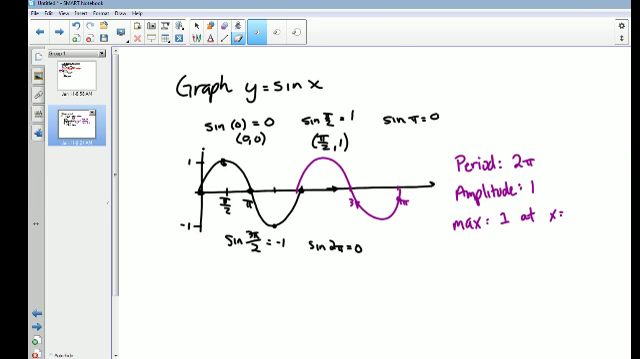Where else is the maximum, pi over 2? These are the same height, right? Yeah, so they're all absolute maximums. This is 5 pi over 2. That's 5, yeah.